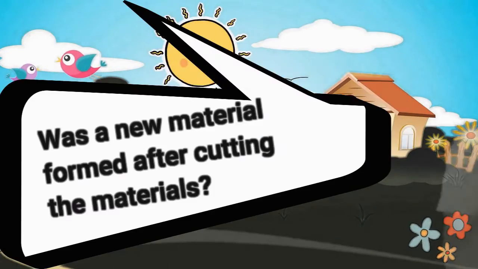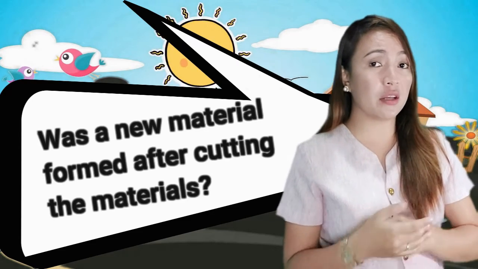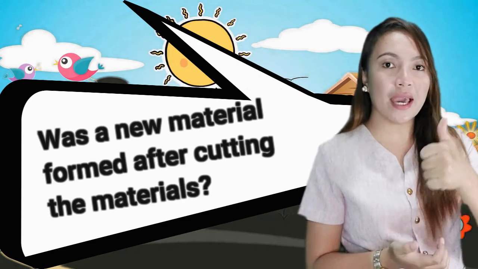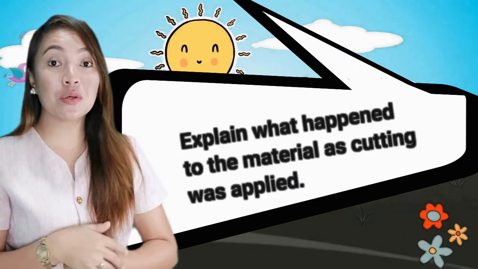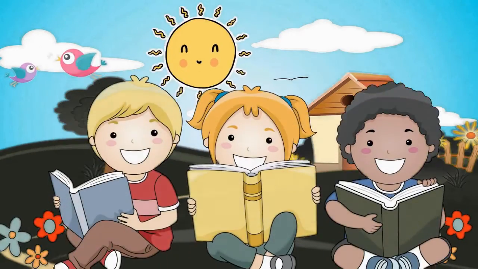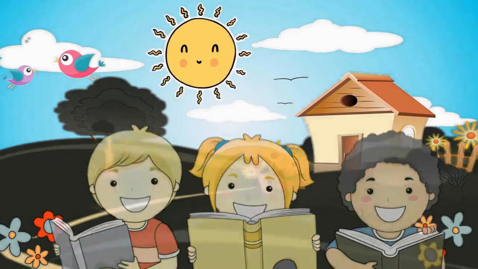What have you found out? Did you describe what happens to solid materials when they are cut? Great job! Was a new material formed after cutting the material? Yes, exactly. Explain what happened to material as cutting was applied. Great observation, kids, and thank you for doing the activity safely. You've done the activity so well. Now let us explore more.